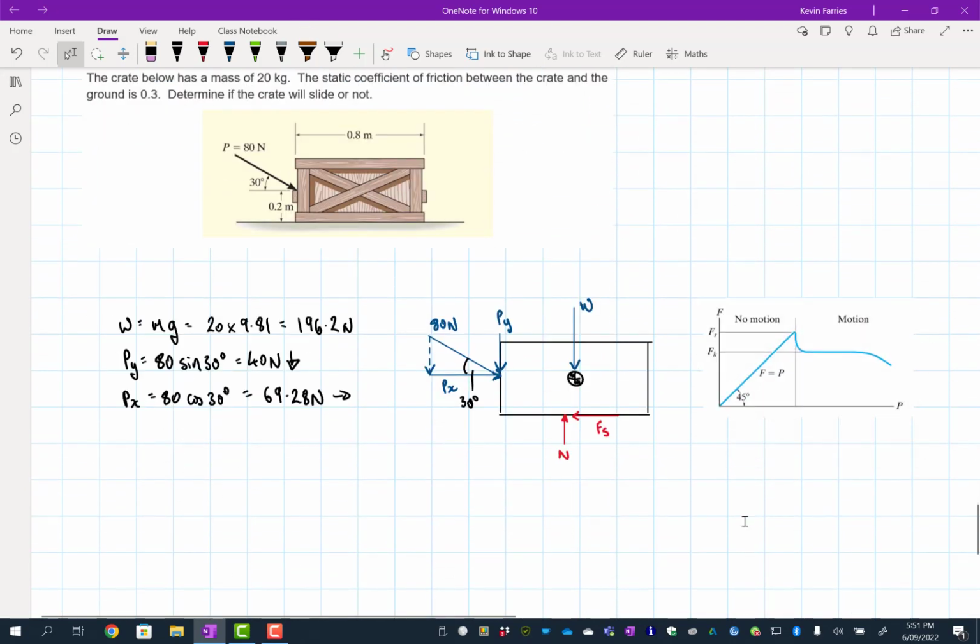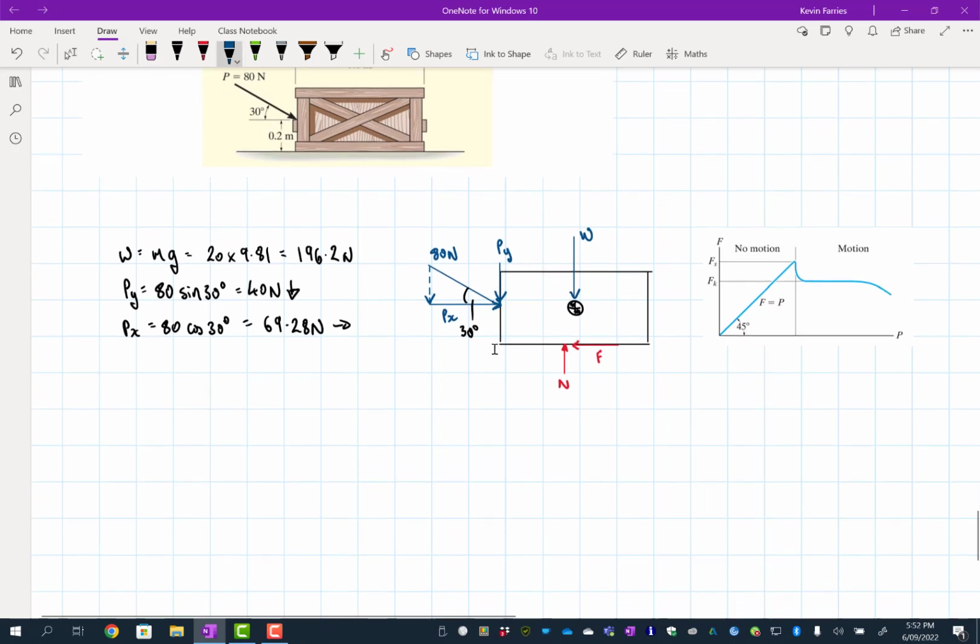I shouldn't really call this Fs, we should just call this F, just for now. So we're going to get some frictional force F. For static, we're not worrying about moments yet, that's the next example, I promise. But we do need that for static equilibrium, we would need the situation where the sum of the x components of force is equal to 0. So that means that Px, which is going in the positive direction, minus F is equal to 0.